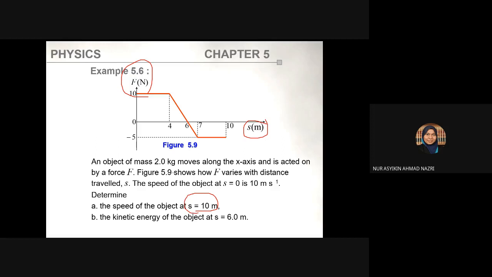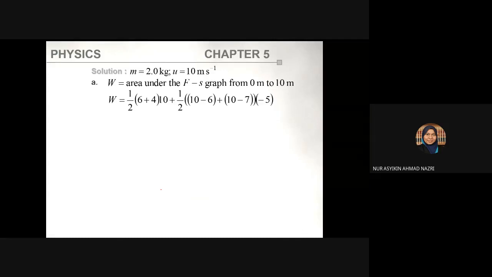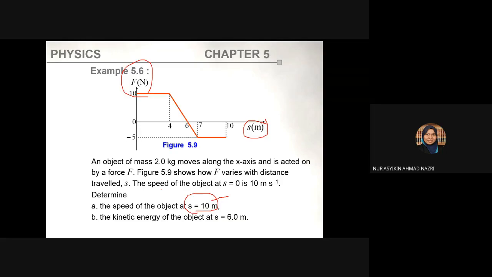Okay, so s equal to 10 meter lah. Dia nak speed of the object at s equal to 10 meter. So this one is your displacement lah. Alright, so we can find it. Macam mana dia buat? Dia kata dia nak work done, speed. Okay, dia nak speed dah. Speed of the object.